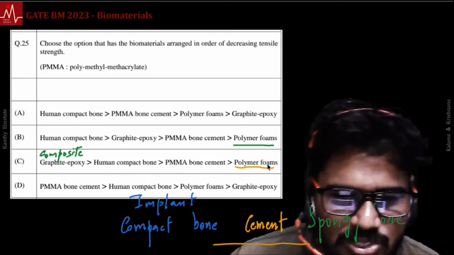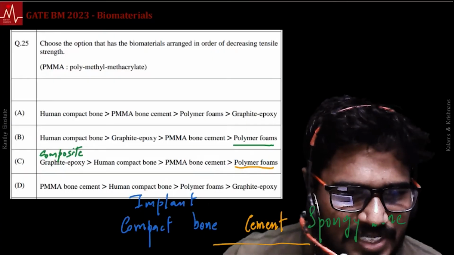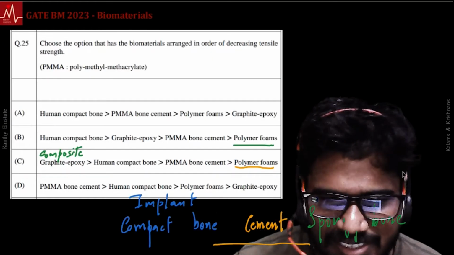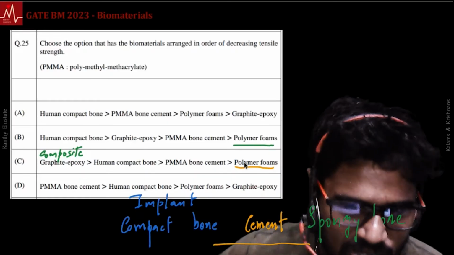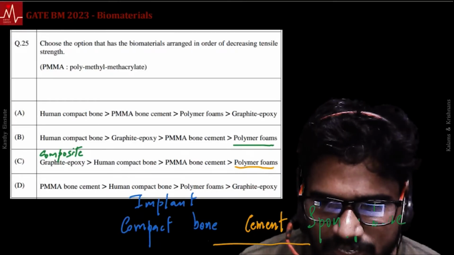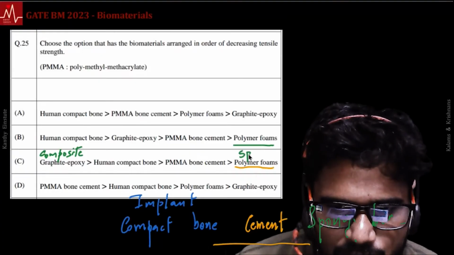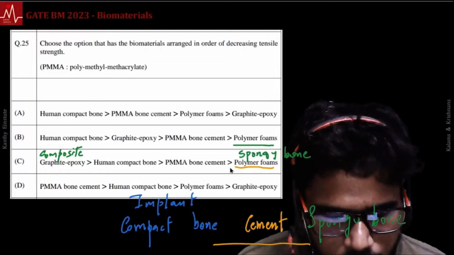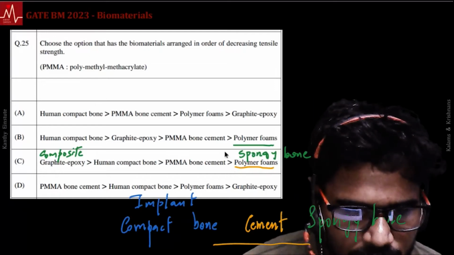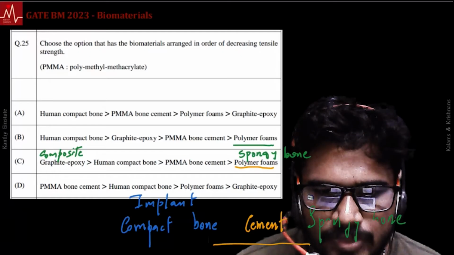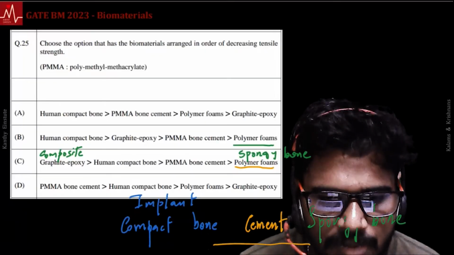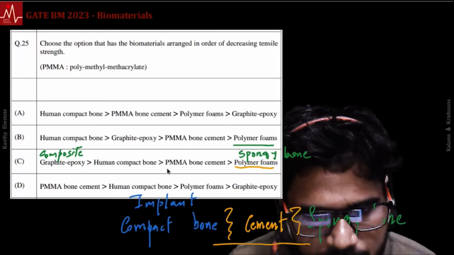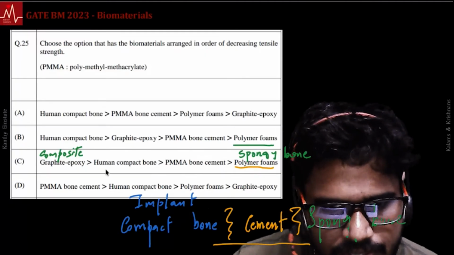In fact, polymer foams, based on the molecular weight, manufacturing process, and all that, can be something like a duster, or can be as strong as a spongy bone. But very quickly, your spongy bone is over here. Spongy bone, let's say, is close to a polymer foam. Cement often has to bond well with both the compact and the spongy bone, so it has strength in between those two. It has to bond on both sides, so it needs to have a similar strength. So this is between. So this order is kind of set.